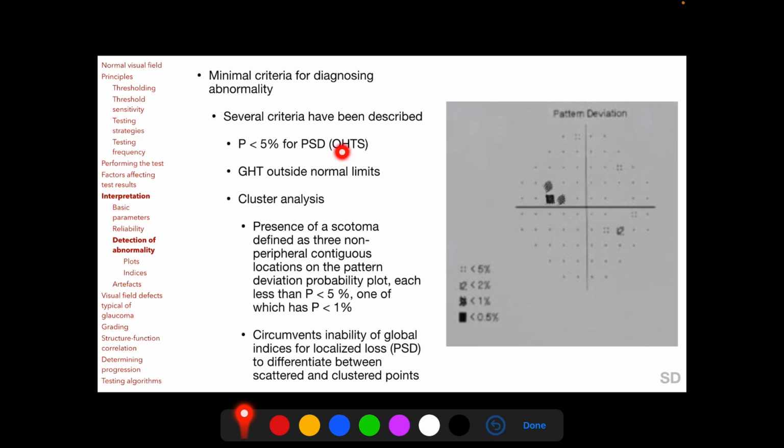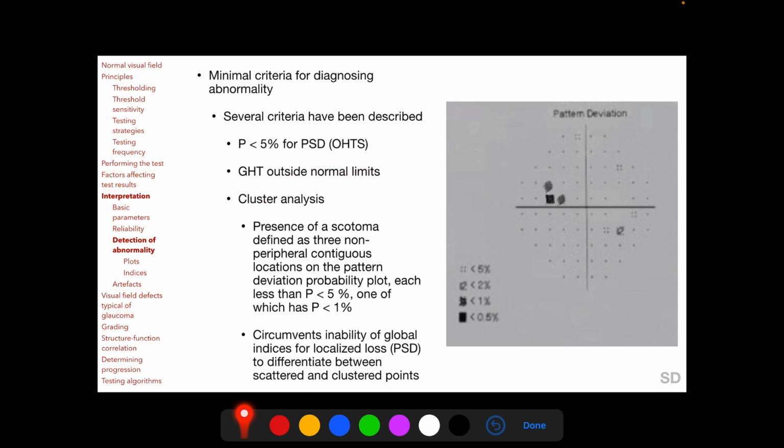The ocular hypertension treatment study considered a pattern standard deviation with a p-value of less than 5% as indicating a visual field representing early glaucoma. Another criterion is when the glaucoma hemifield test reports outside normal limits.